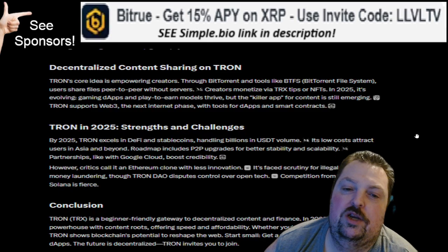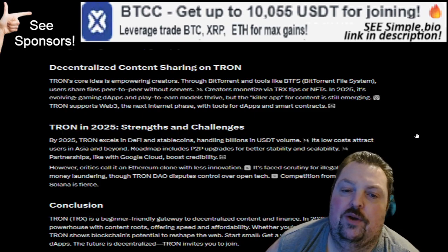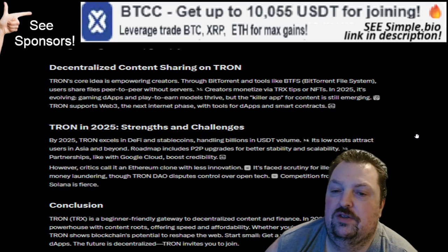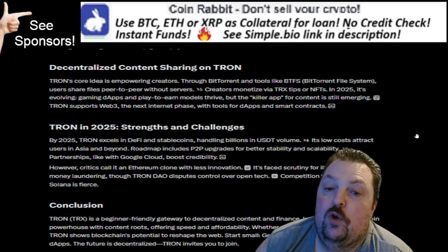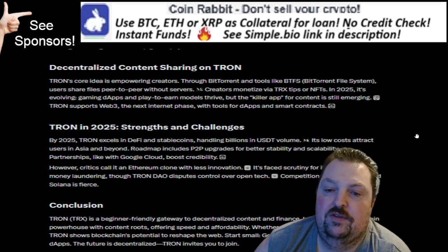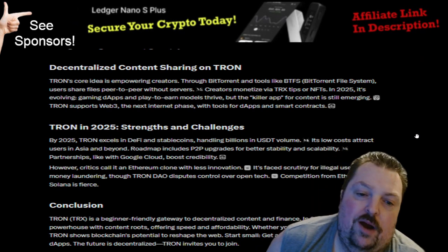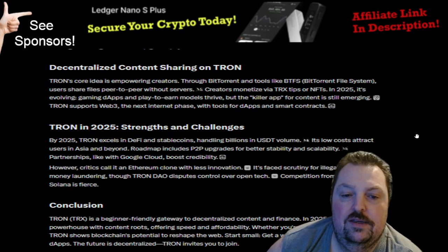TRON in 2025. Strengths and challenges. By 2025, TRON excels in DeFi and stablecoins, handling billions in USDT volume. Its low cost attracts users in Asia and beyond. Roadmap includes P2P peer-to-peer upgrades for better stability and scalability. Partners like Google Cloud boost credibility.